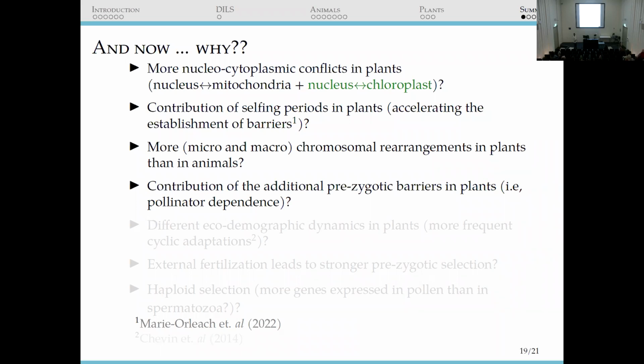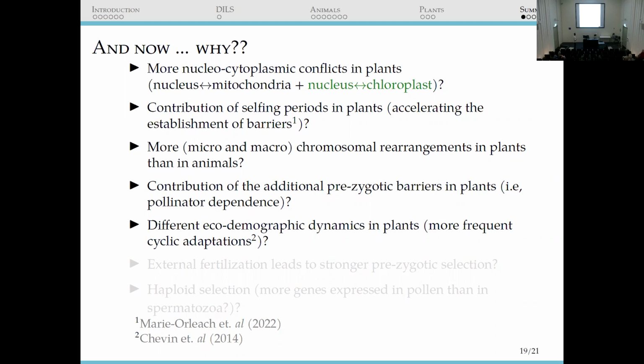It's funny because one argument of people saying that we expect more gene flow in plants than in animals is because of assortative mating. They say that in plants, there is no prezygotic barrier because they passively receive the pollen. Well, most of the time, plants depend on the pollinator, and I don't know any animals that need a pollinator to produce offspring. So maybe there's a contribution of an additional prezygotic barrier, I mean the pollinator dependence. There is a kind of specificity of the pollinator. Maybe it can increase the divergence.